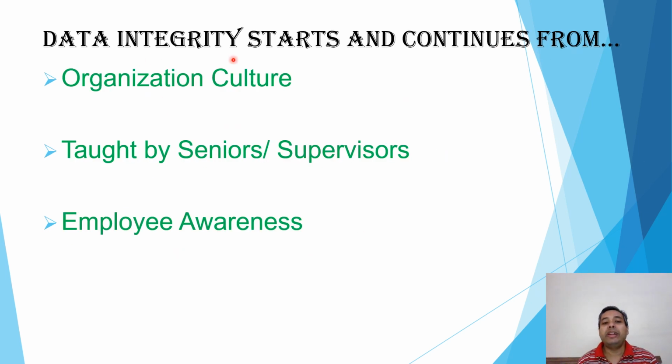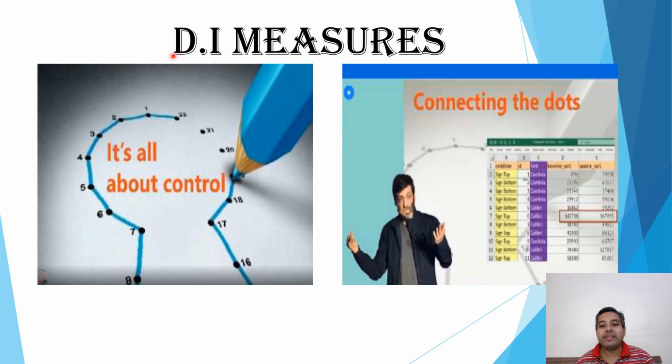Data integrity requirements depend upon various factors. The first factor, as I have told, is the culture of the organization. That is the approach and policy of the organization towards data integrity and its requirements, as taught by the seniors and supervisors. That is the policy or approach taken by senior management towards the requirements of data integrity. Then employee awareness, that is whether the employees working in the organization are aware of the various requirements related to data integrity or not. As part of data integrity measures, we need to implement and maintain various controls apart from behavioral attributes of employees, so that gaps can be identified and remedial action can be taken based upon those identified gaps.